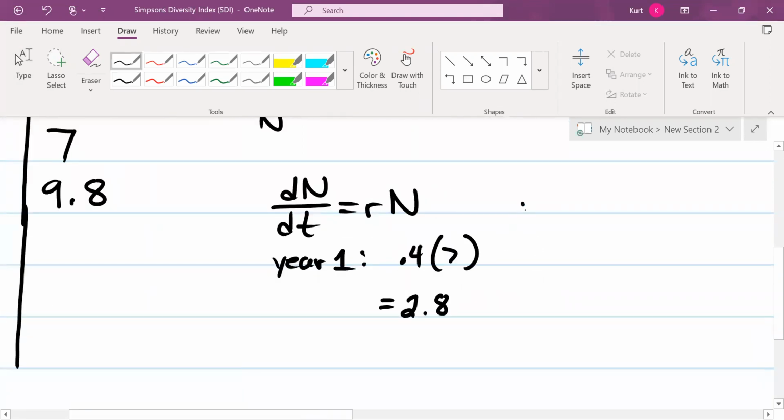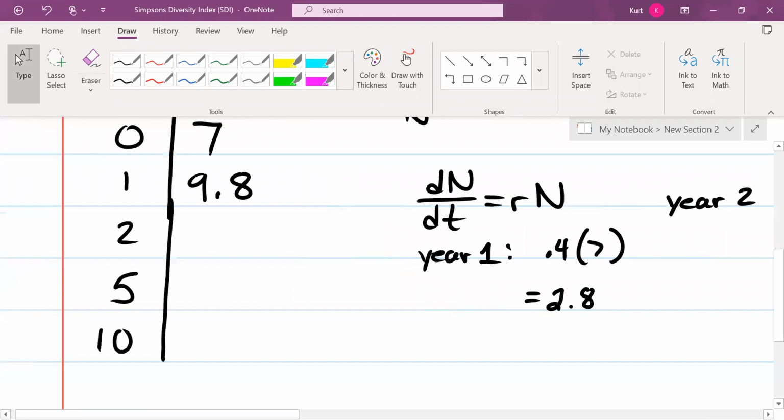Year 2, let's do that. 0.4 times what is now 9.8. 3.9, so we add that to 9.8. We now have 13.7. Easy, right? Did that in less than 30 seconds.